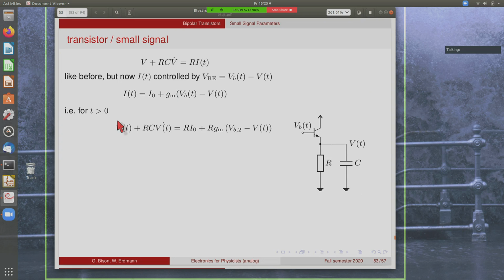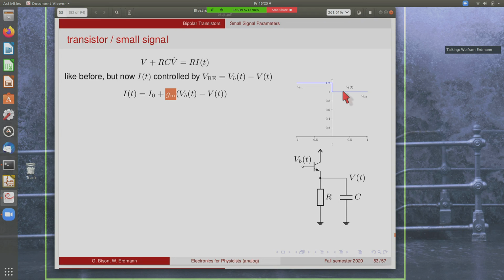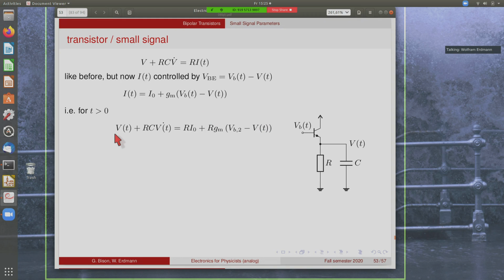Is this missing? Okay. So for a time greater than 0, this is unfortunately a little mixed up here. So we can now go into this domain here. We have the voltage VB2. We can write this equation now as voltage plus RC times the derivative of the voltage is R times I0 plus R times Gm times this difference here.